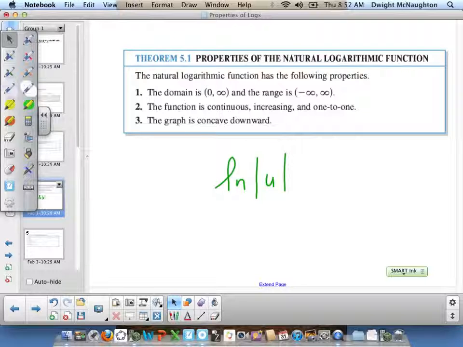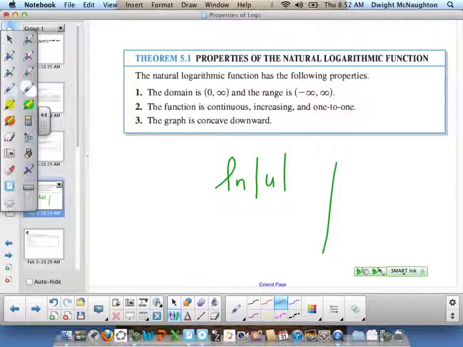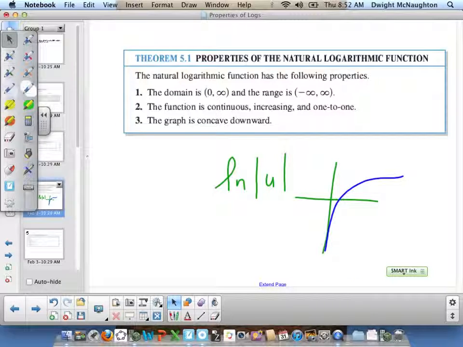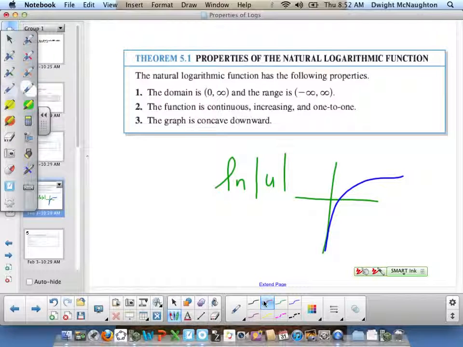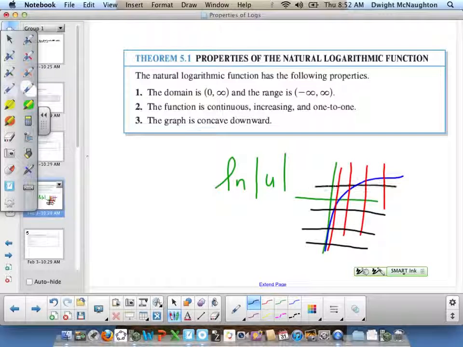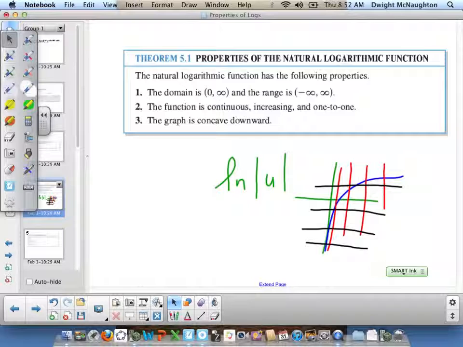All right? You should remember from your pre-calc days what it looks like. Graph of the natural log looks like this. You can see your domain, you can see your range, you can see the concavity, and you can see it's always increasing from that graph. And then 1-to-1, that refers to the vertical line test. It also refers to a horizontal line test, meaning all of those cross the graph exactly once.